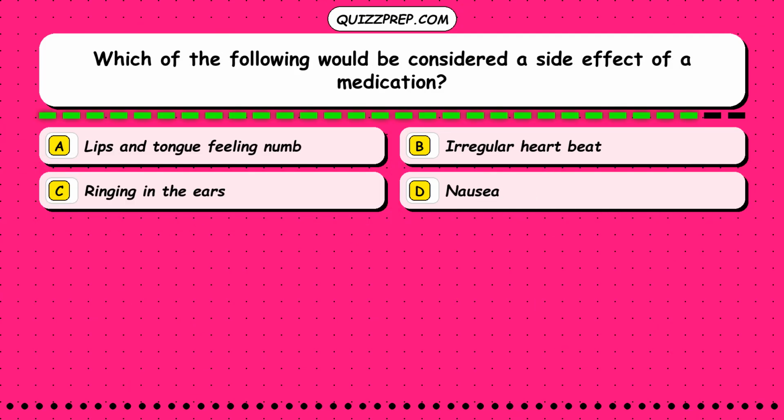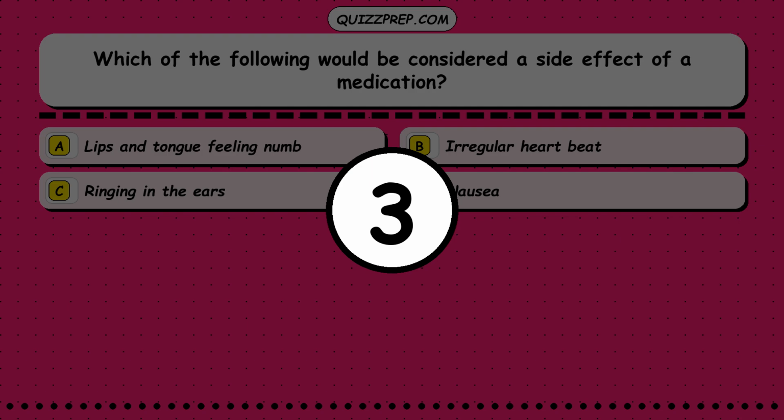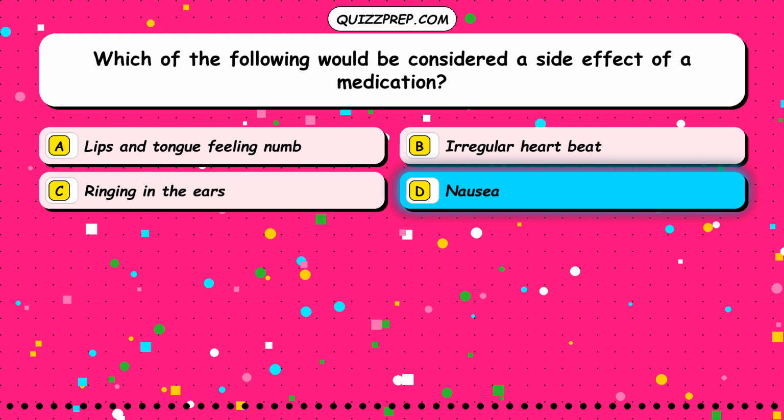Question 217. Which of the following would be considered a side effect of a medication? Option A, lips and tongue feeling numb. Option B, irregular heartbeat. Option C, ringing in the ears. Option D, nausea. The correct answer is option D, nausea.